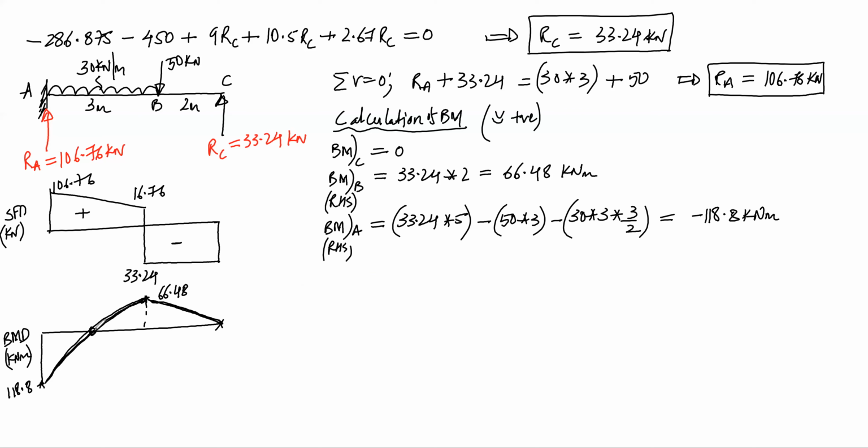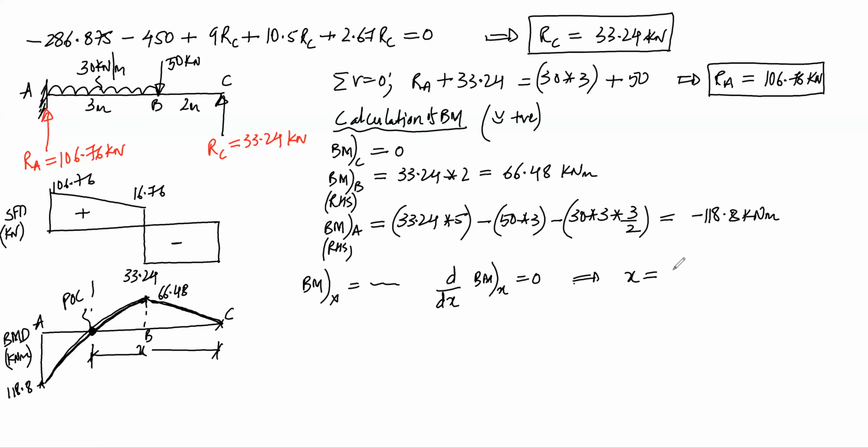And if you want to calculate the point of contraflexure, you can consider a section here at a distance x from point C. You can write bending moment at section x and you can write d by dx of bending moment at x is equal to 0. This will give you the location of point of contraflexure. So that can be done if asked in the question. So this is about the bending moment diagram and the elastic curve.